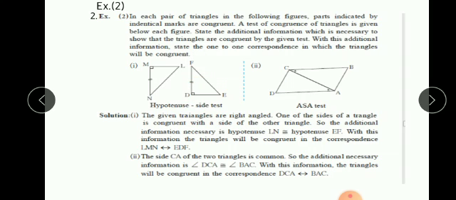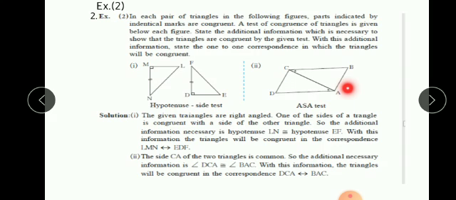So which is the additional information? The given triangles are right angled. One of the sides of a triangle is congruent with a side of the other triangle. So the additional information necessary is hypotenuse LN is congruent with hypotenuse EF. With this information, the triangles will be congruent. In the correspondence, LMN corresponds to EDF. Now take the second question.